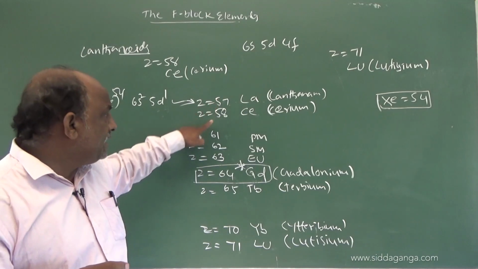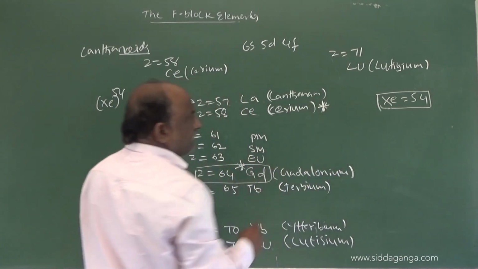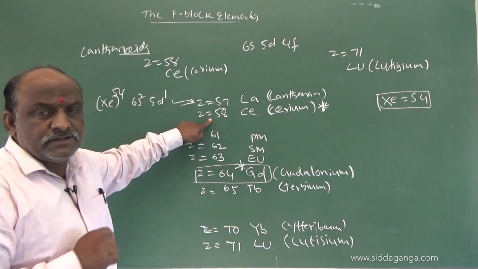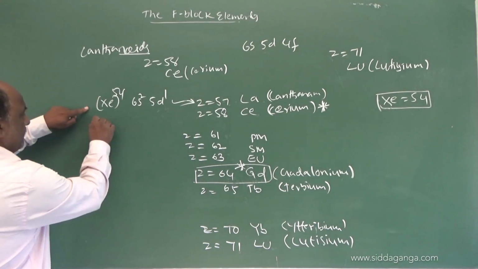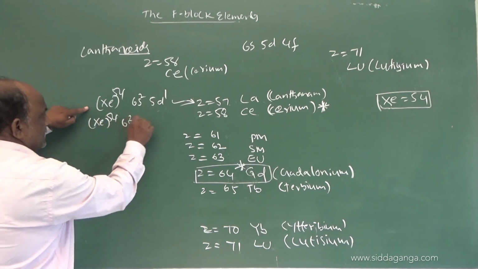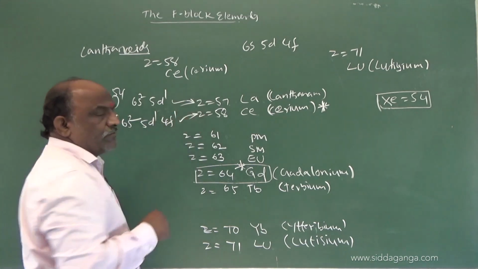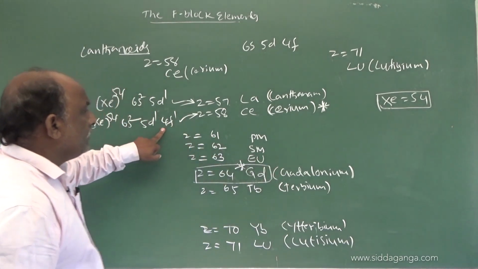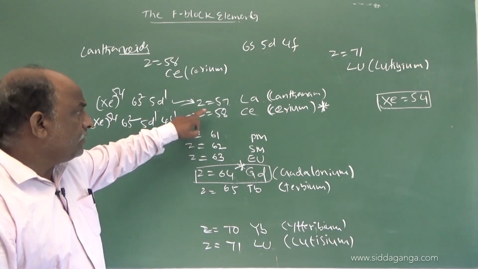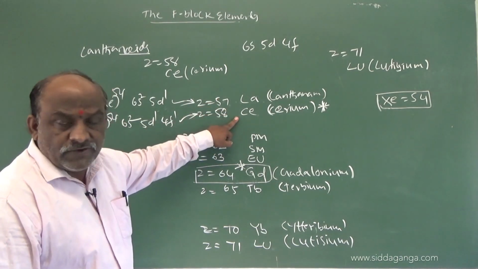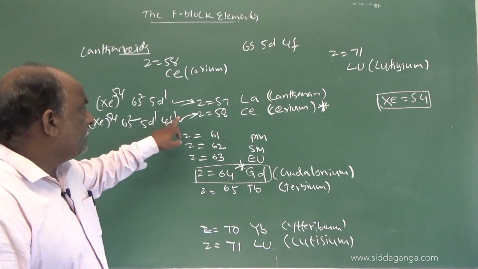Coming to the next one, cerium. Make a note regarding cerium, give one star here. Why give a star for cerium? Because here we have to write the electronic configuration of cerium. Simple: xenon 54, 6s2, 5d1, 4f1. This is the configuration of cerium. 5d1, 4f1, very, very important. Make a note, my dear students. Cerium electronic configuration: xenon, 6s2, 5d1, 4f1.